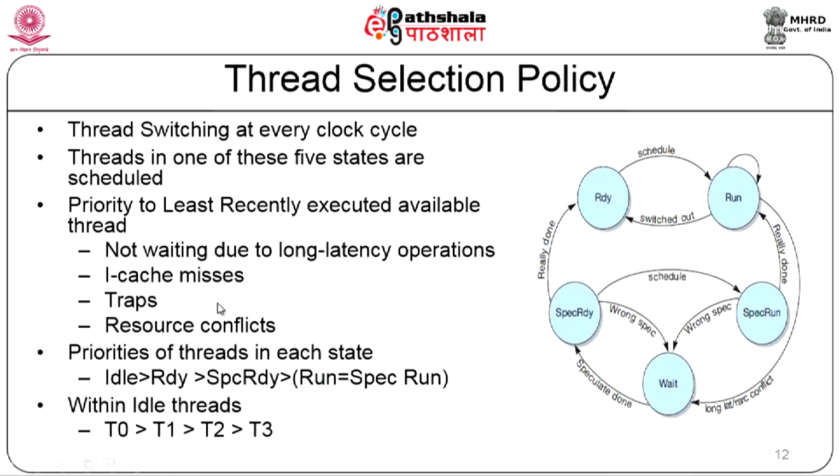So, you are not waiting due to long latency operations. You do not wait if there is an instruction cache miss occurring. You do not wait if there are traps. You do not wait if there are any resource conflicts. And priorities of threads in each state is according to this sequence that is given. And within idle threads, the priority goes this way. T0 has a higher priority than T1, than T2, than T3. This is the thread selection policy.